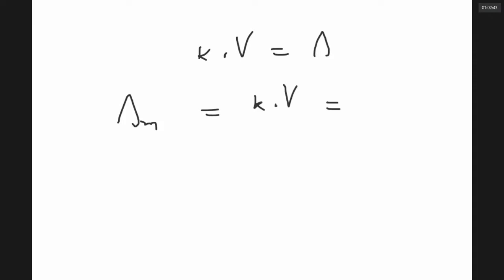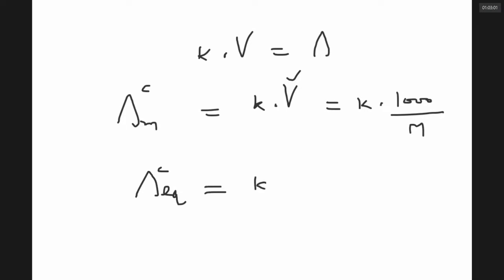And you know, volume is always equal to 1000 by molarity. So this is the molar conductance at concentration C. If I dissolve 1 equivalent weight in any given volume, then its equivalent conductance is given by K into 1000 by the concentration of the solution in normality.